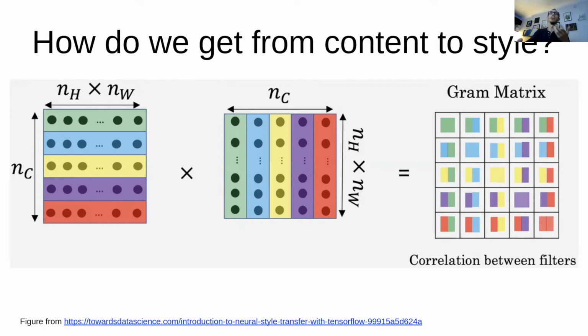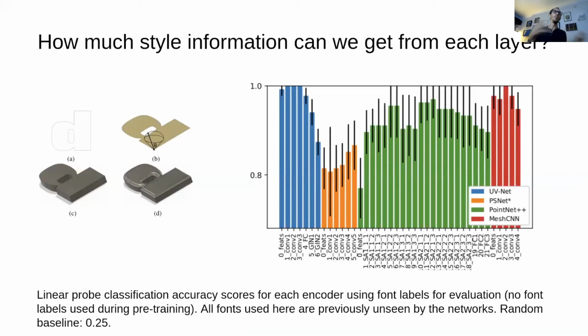Okay, so can we verify that this actually works in 3D? It's been shown in 2D, but the features we have here are quite different. Rather than colors and pixel intensities, we're looking at X, Y, and Z positions. We're looking at normal vectors, saying which direction the faces are pointing in, and things like this.